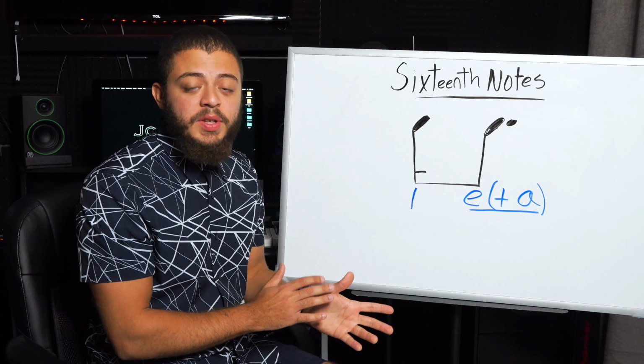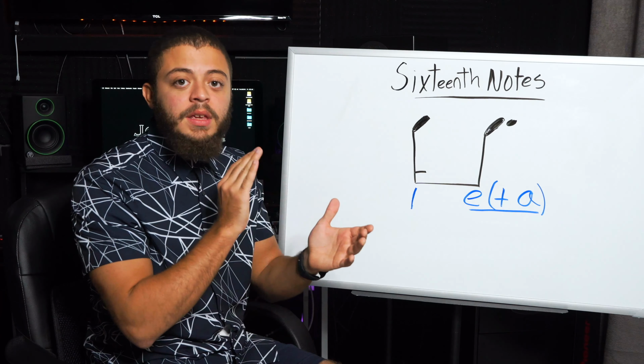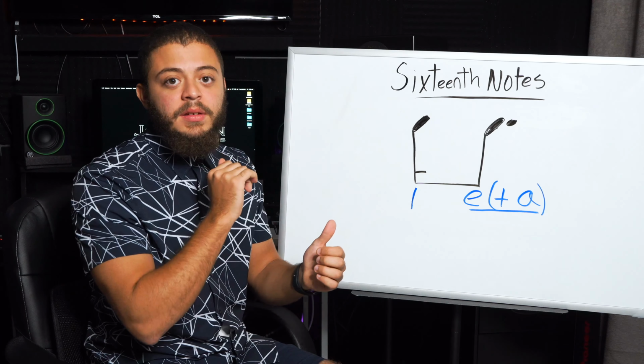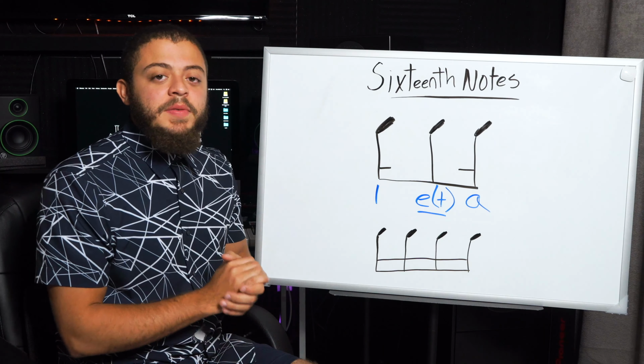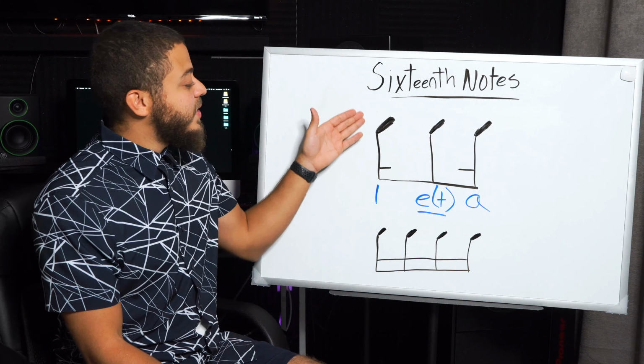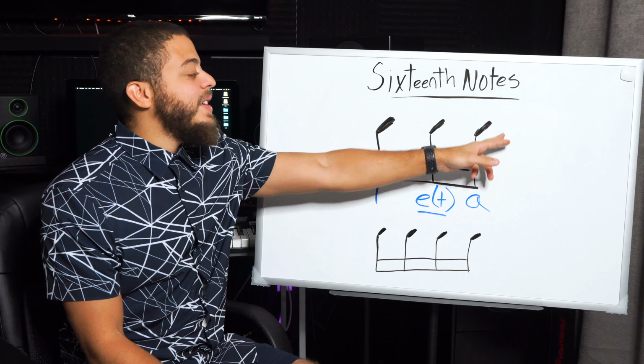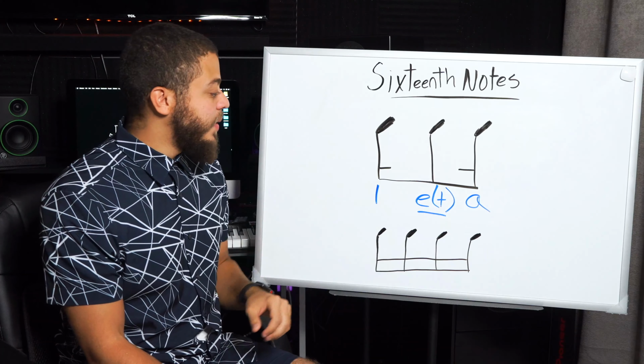So the way we count this rhythm is 1 E, 2 E, 3 E, 4 E. The sixth and final variation of the 16th note rhythm is going to be the 16th note up in the front, an 8th note towards the middle, and then a 16th note at the end of the beat.